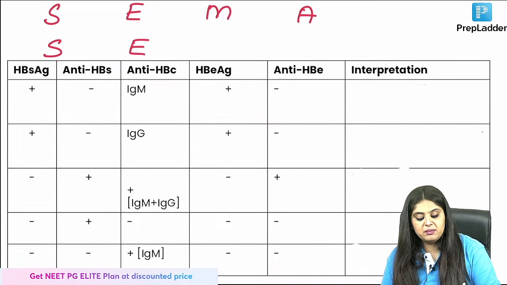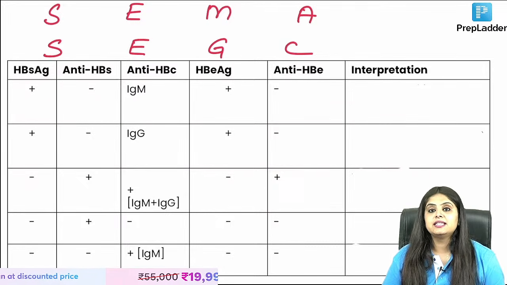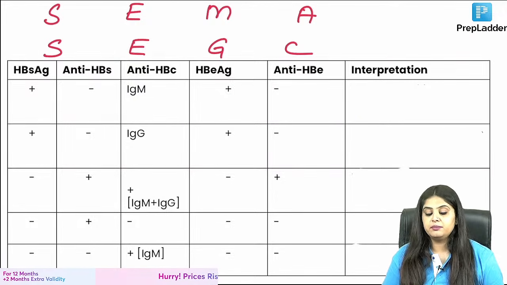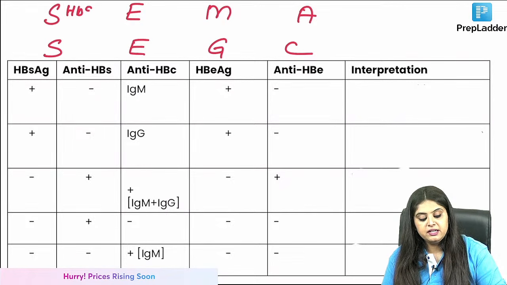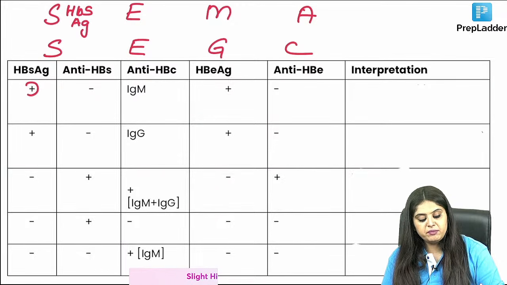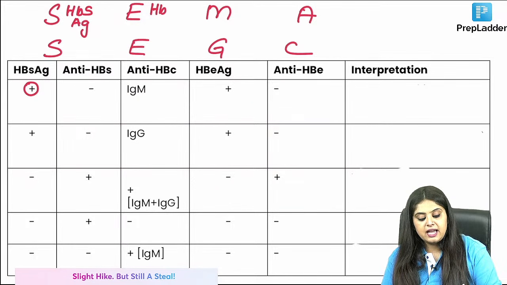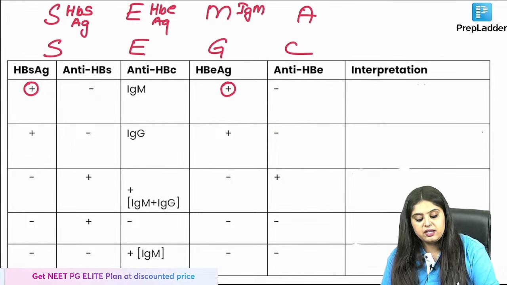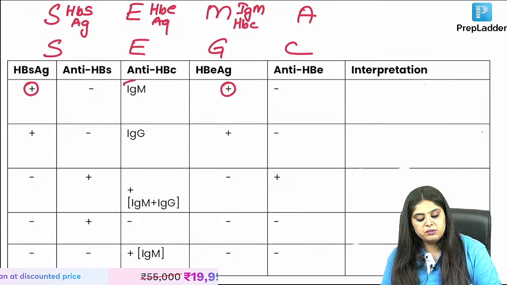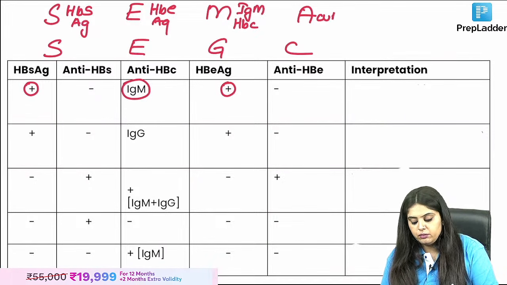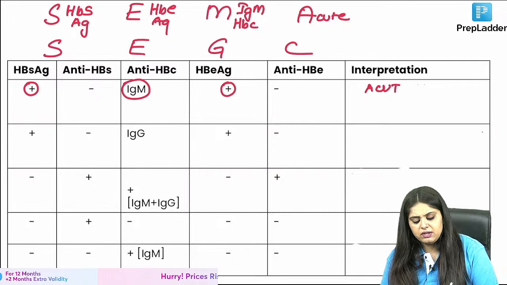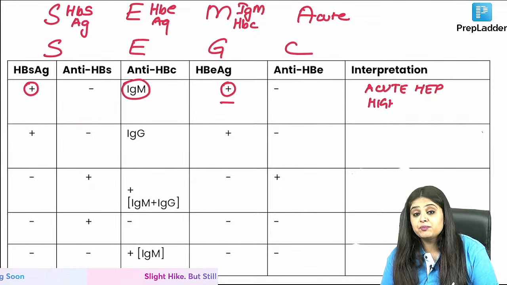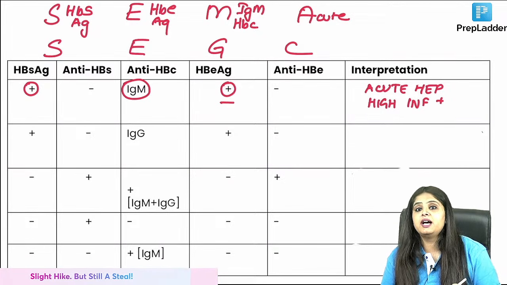Now, I want you to learn two things in the exam, a very weird mnemonic but it will help you a lot in your paper, and that is SEMA and SEG-C. SEMA means if they say surface antigen positive, then E antigen positive, and IgM type of HBC antibody, this is going to be a case of acute hepatitis. Can you tell me, is this acute hepatitis with low infectivity or high infectivity? Ma'am, as long as HBE antigen is there, this will be high infectivity.